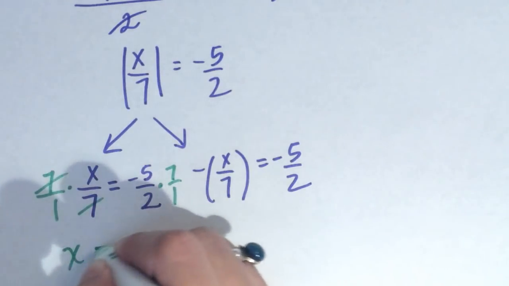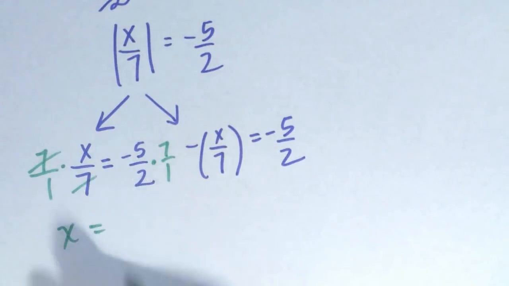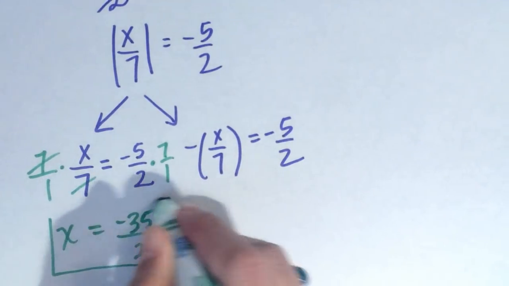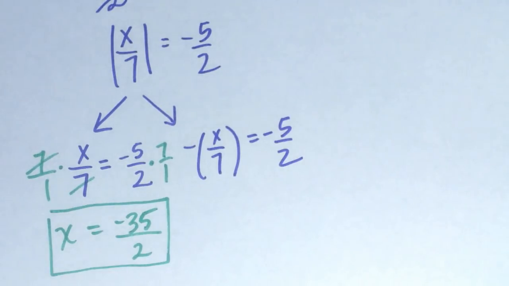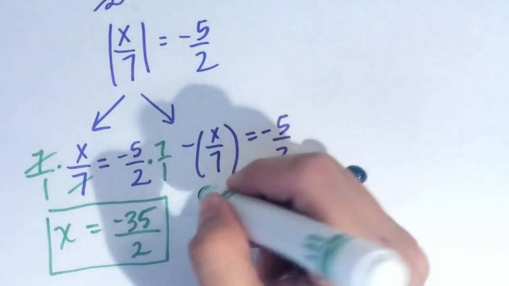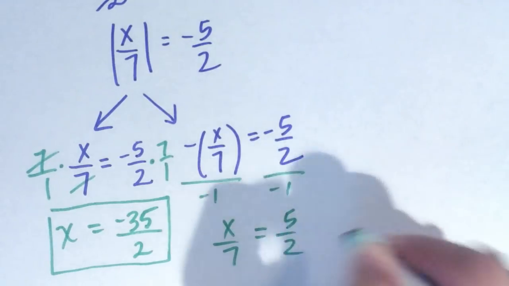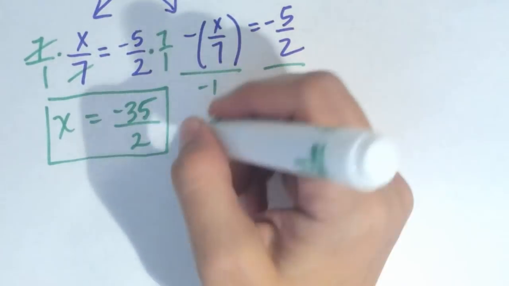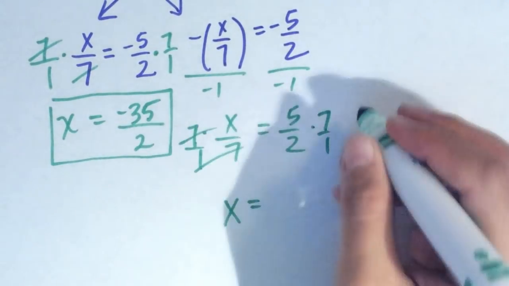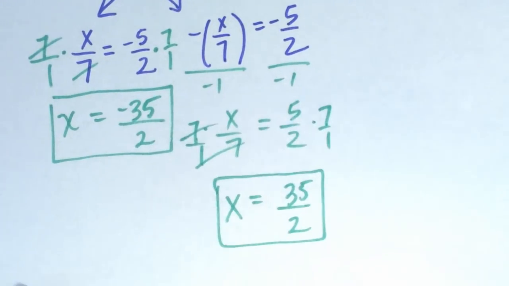So then you get x equals, when you're multiplying fractions, guys, top with top, bottom with bottom. So 7 times negative 5 is negative 35, 2 times 1 is 2. This is your first answer. And then here, I want to get rid of this negative sign, so I'm going to divide by negative 1. So you get x over 7 equals positive 5 halves. I'm going to do the same thing, multiply both sides by 7. 7 times 5 is 35, 2 times 1 is 2. These are my answers.